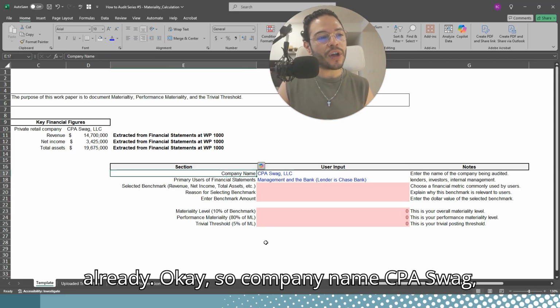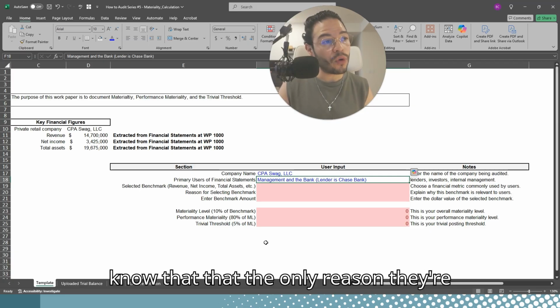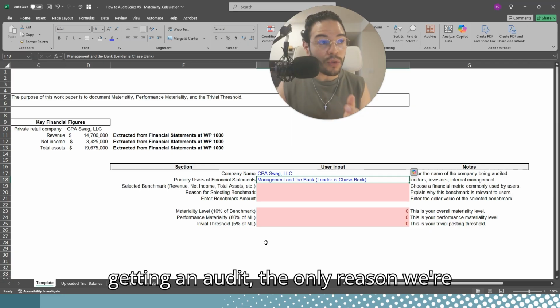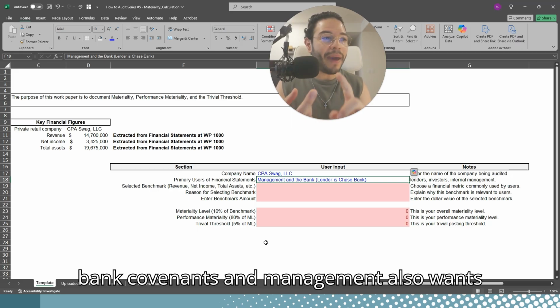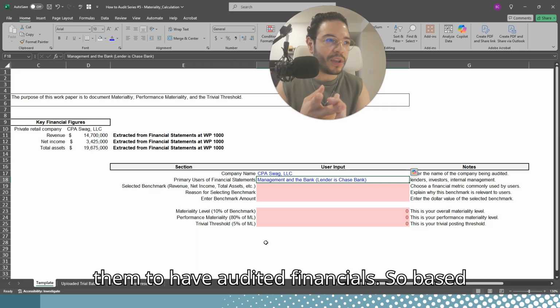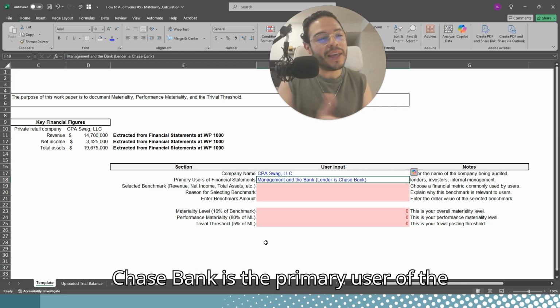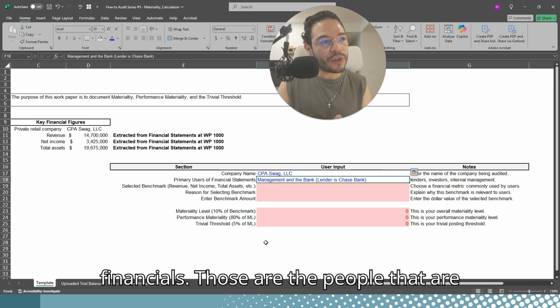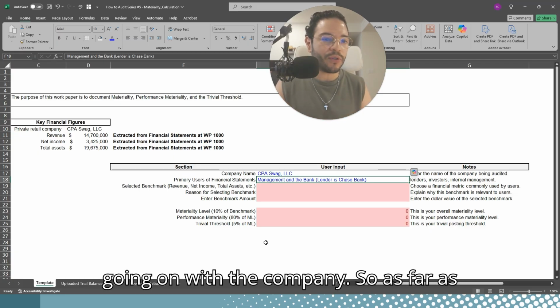Okay, so company name, CPA Swag, the primary users of the financials. We know that the only reason they're getting an audit, the only reason we're here to do the job, is because they have bank covenants and management also wants them to have audited financials. So based on that, management and the bank, lender is Chase Bank, are the primary users of the financials. Those are the people that are going to receive our audit report, read it, look through it, and understand what's going on with the company.